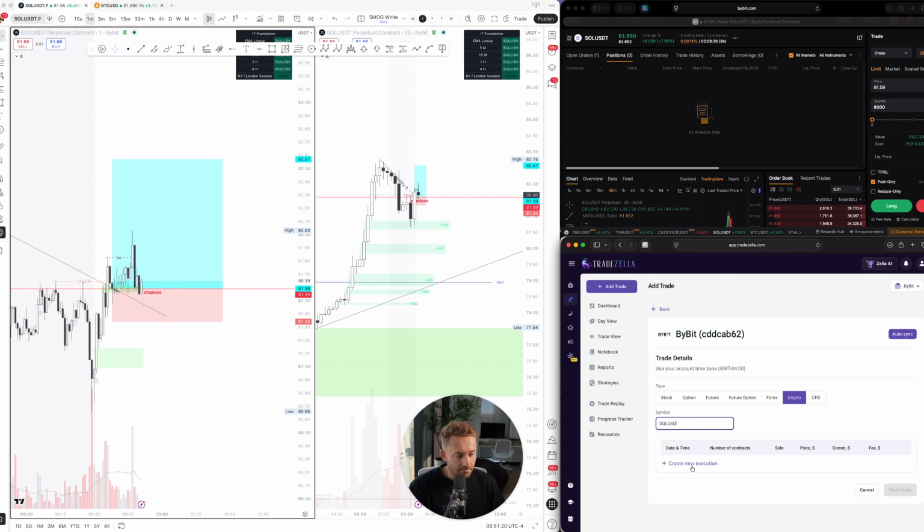I'm going to be tracking mine in TradeZella. So I'm going to input this trade information, and then I'm going to let the market shake out, and we will get into taking trade number 2.